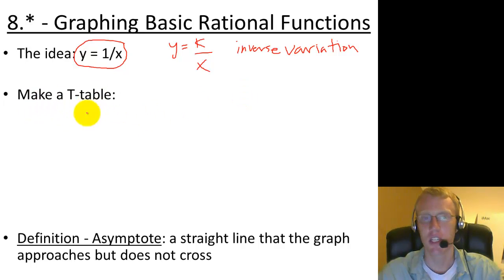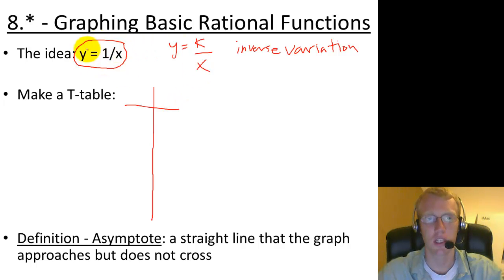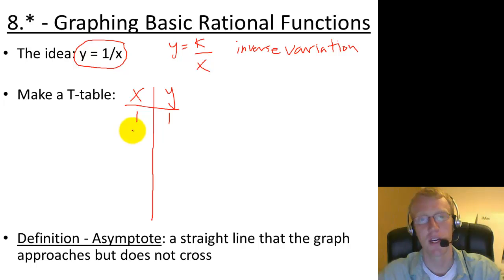So to kind of discover what that shape is, we're going to make a t-table. And using this equation, it should be very simple and quick and easy. We're going to plug in x values into this equation and see what we get out for y. So if you plug in x as 1, 1 divided by 1 is 1. So the point 1 comma 1 has to be on the graph. If you plug in x as 2, 1 divided by 2 is 1/2. And again, this matches up our idea of inverse variation. The x value doubled, the y value got cut in half.